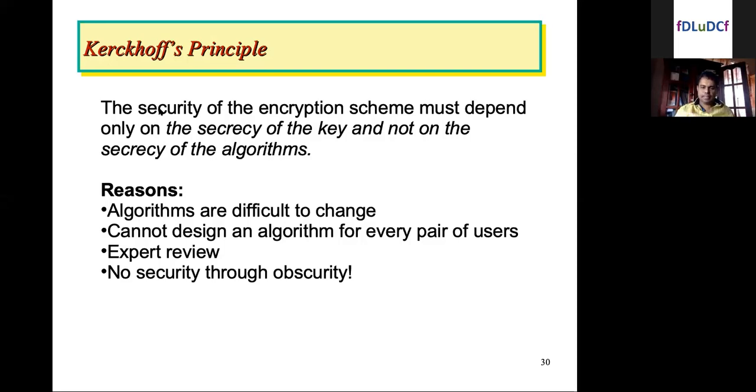Then the experts can review it. If there are problems they can identify, then we can correct the algorithm. So everybody knows the algorithm, and then everybody can communicate. Our secrecy depends not only on the algorithm, it depends on the key. So we can keep the key secret.